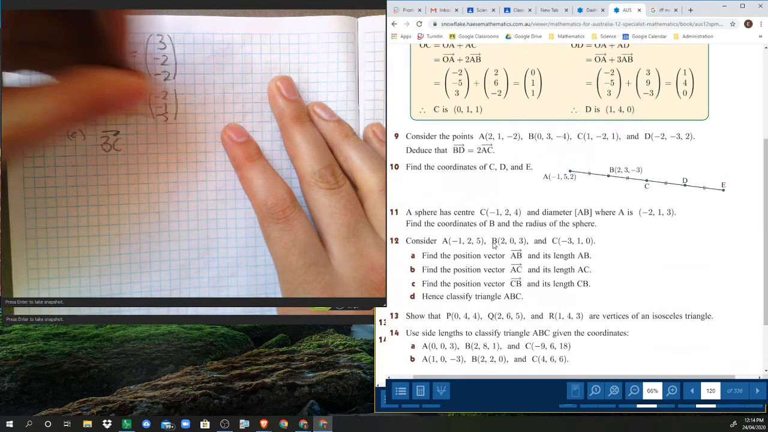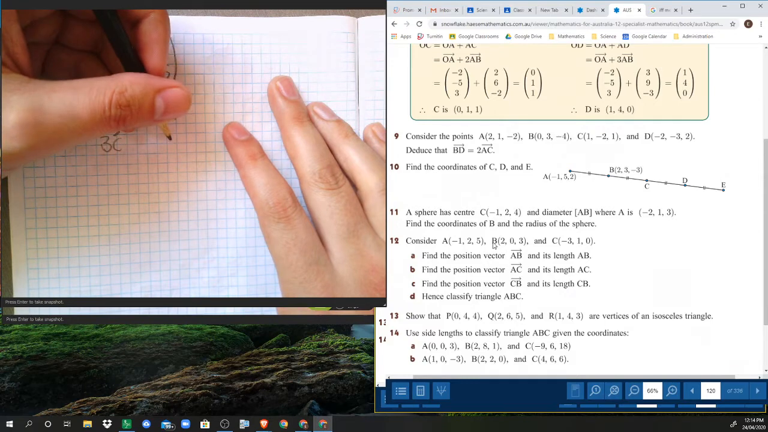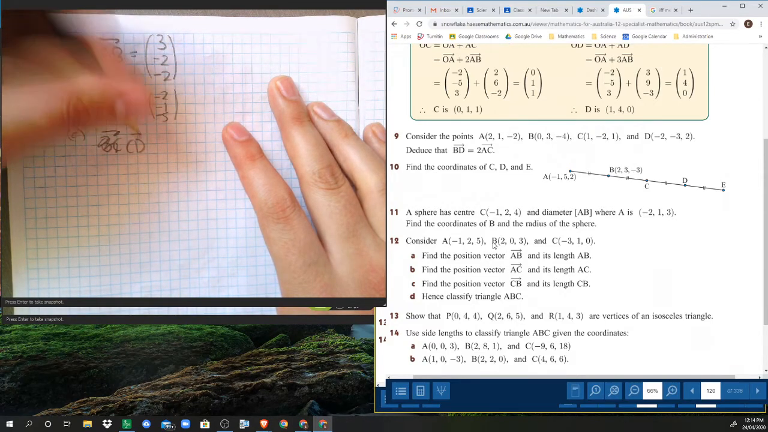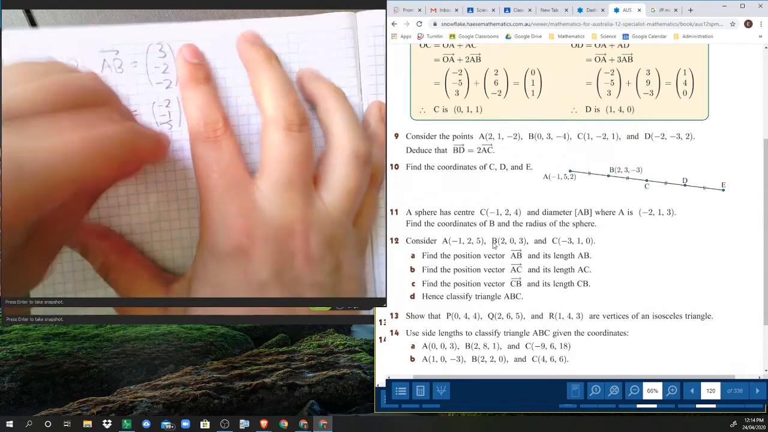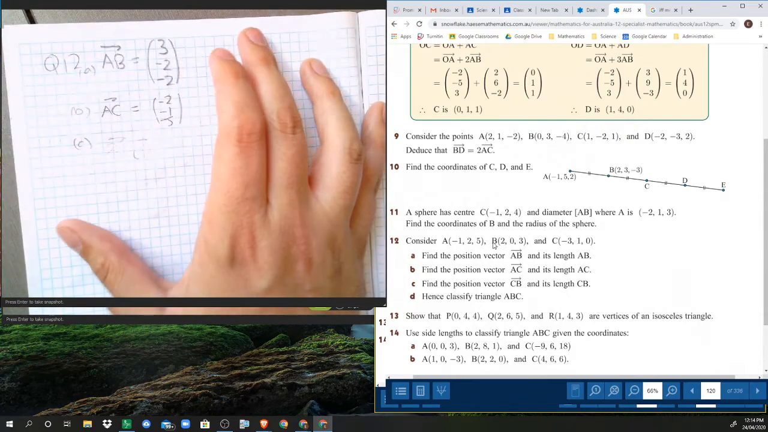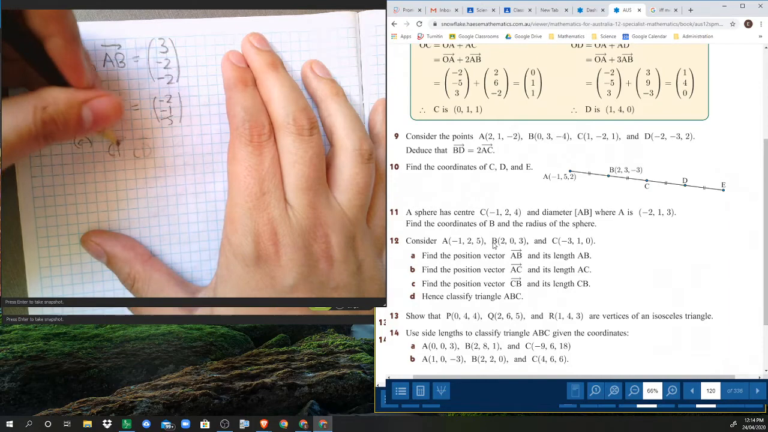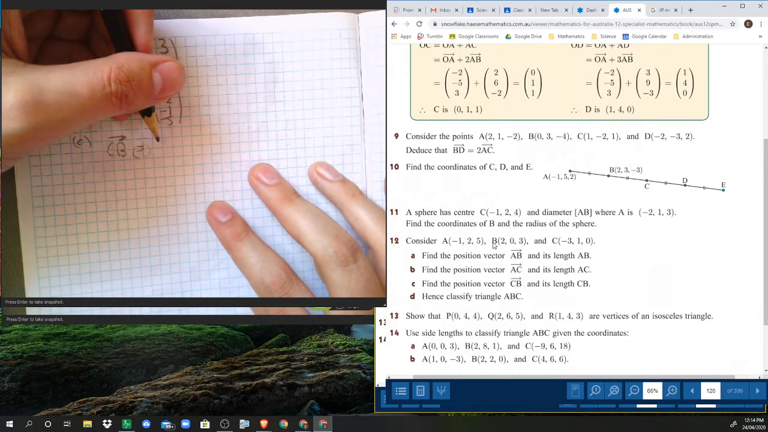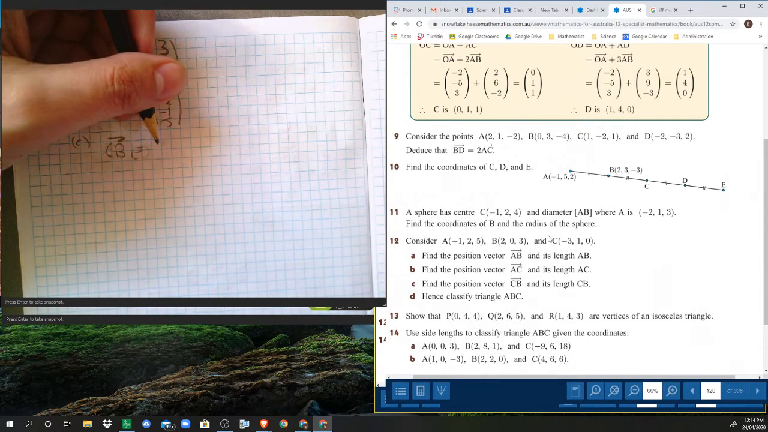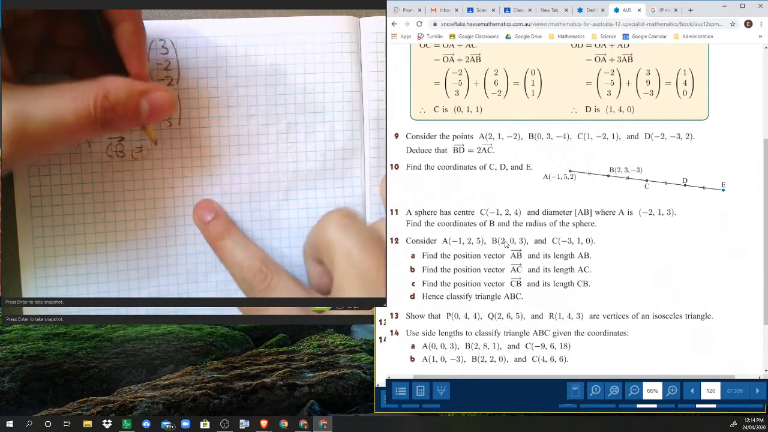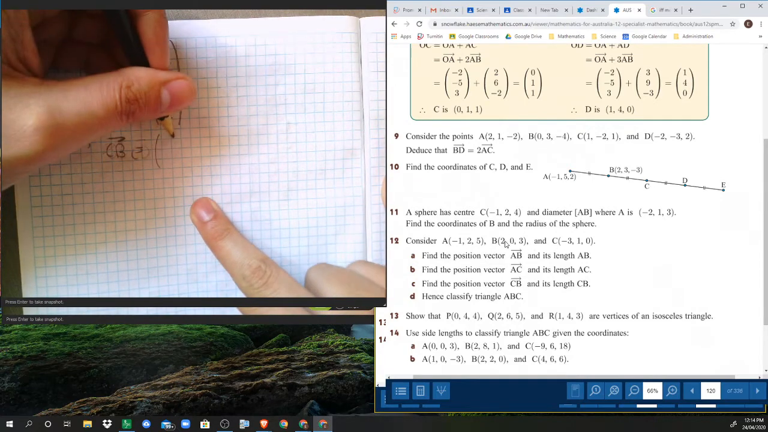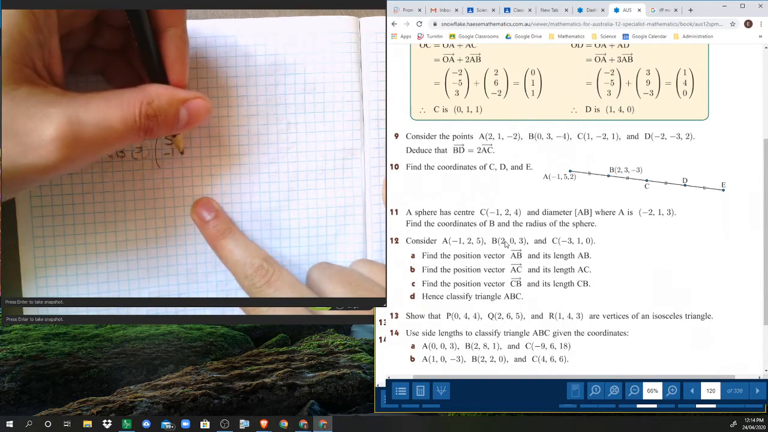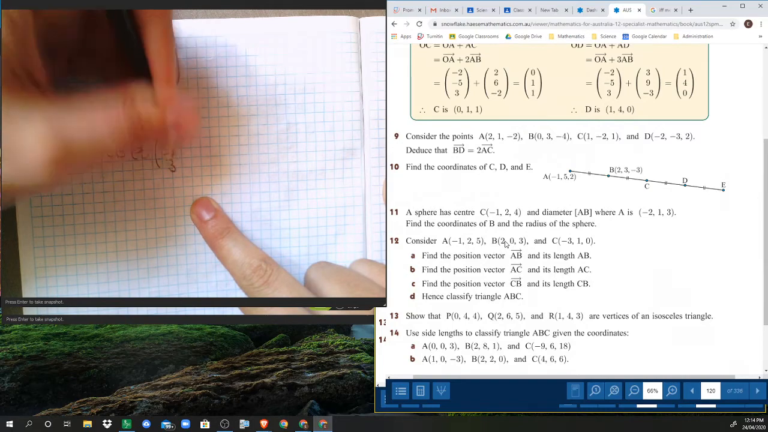BC. Sorry, CB. Direction matters. So be careful the direction you're going. I'm going from C to B. So -3 to 2 is 5. 1 to 0 is -1. And 0 to 3 is 3.